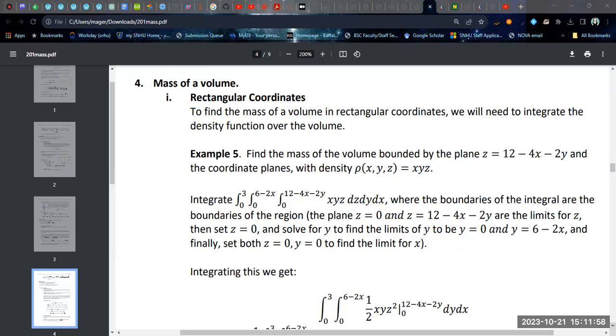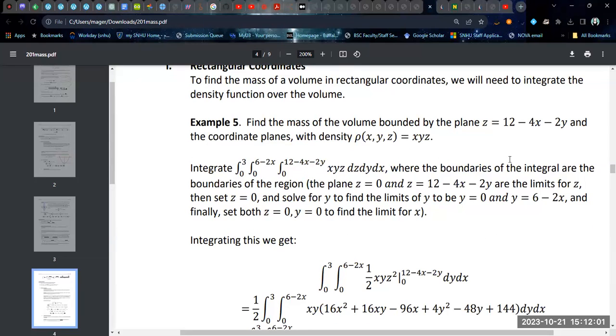Now, recall that to set up our limits of integration, since we're bounded by the coordinate planes, our top function is going to be this plane, and our bottom function in the z coordinate is going to be 0 because we're in the first octant. Now, from there, we are then going to set z equal to 0 to find out where the plane is bounded in the two-dimensional xy plane. Set z equal to 0, and then solve for y.